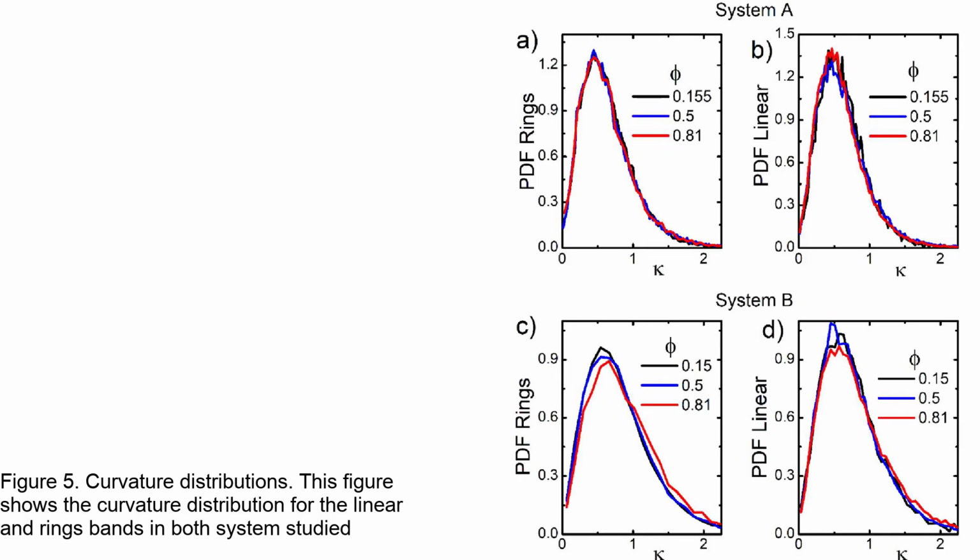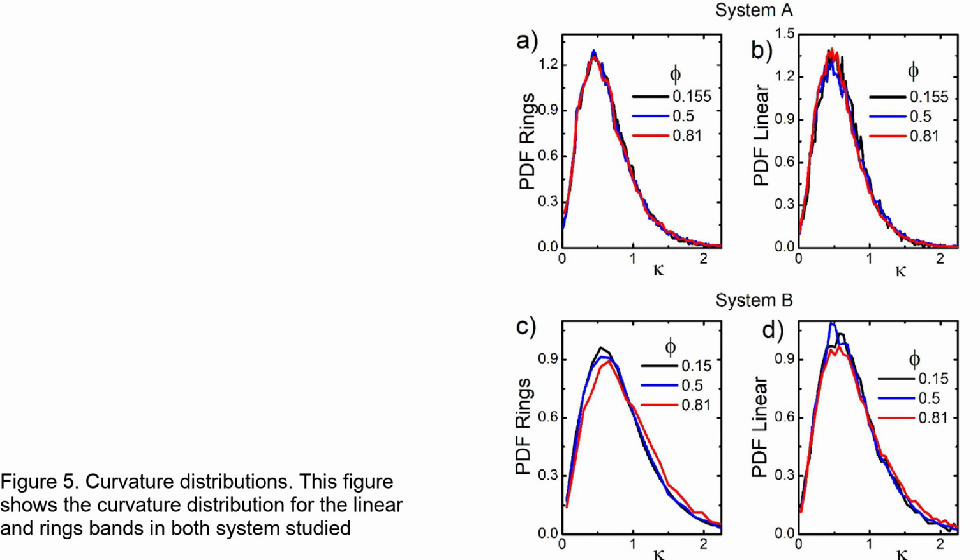Figure 5. This figure shows the normalized frequencies of the local curvature of rings and linear bands in ring linear mixtures of rubber bands. The x-axis represents the curvature values, while the y-axis represents the normalized frequencies. The blue curve represents the curvature distribution of rings, and the red curve represents the curvature distribution of linear bands.